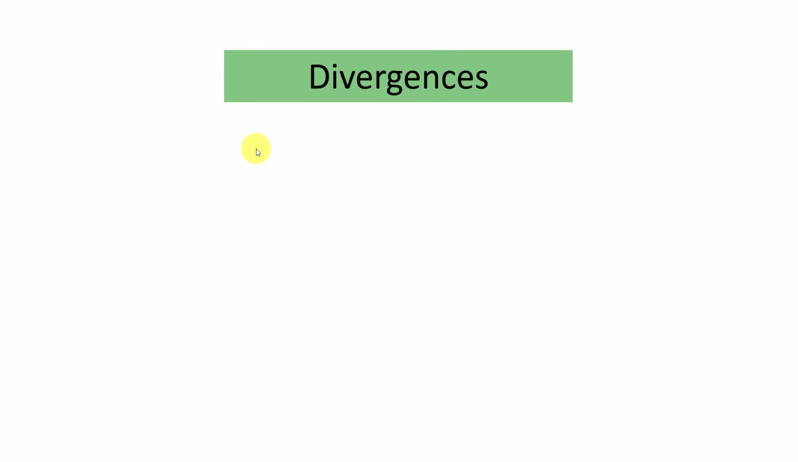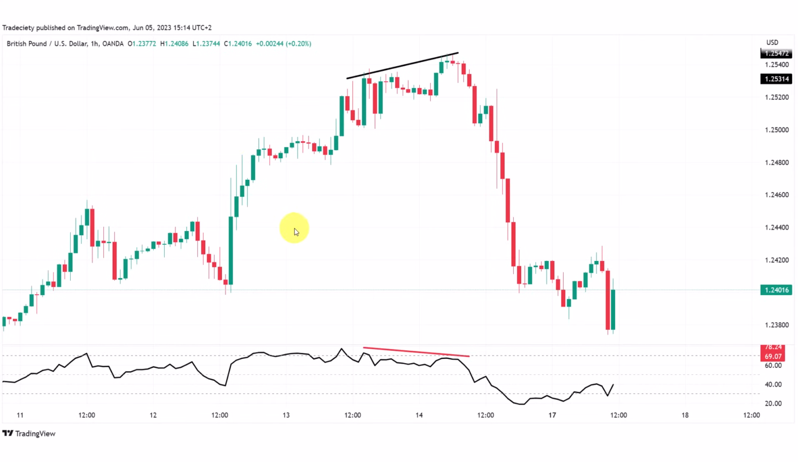If you're a price action trader, you just must know about divergences. What is a divergence? A divergence is when your indicator and your price action are not agreeing. This is the 14-period RSI. You can use divergences on any time frame. And what you can see is that the RSI is making lower highs, but the price action is making higher highs. What is it telling us?